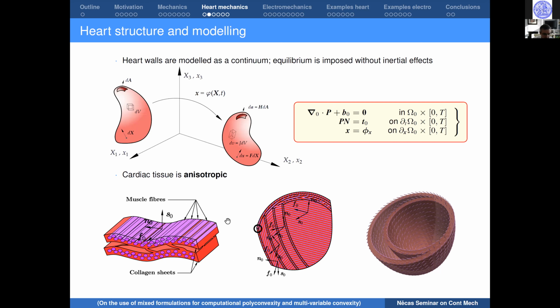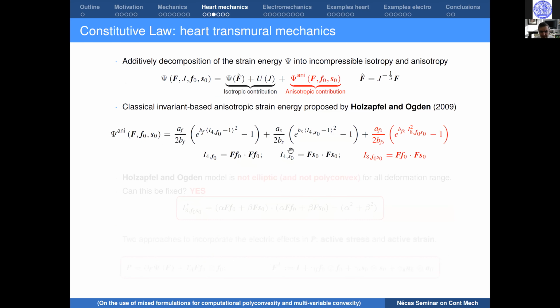because it's heart tissue, and here is a representation, a combination of collagen sheets and muscle fibers in a very complex anisotropic structure, which is also spatially dependent. So the energy is typically defined like this. This has been done by several authors in the past.